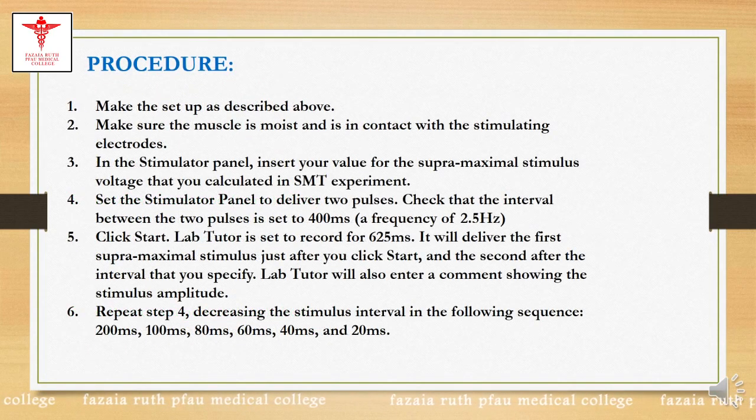Okay, make the setup as described. Make sure the muscle is moist and is in contact with the stimulating electrodes. In the stimulator panel, insert your value for the supramaximal stimulus voltage that you calculated in the SMT experiment. Set the stimulator panel to deliver 2 pulses. Check that the interval between the 2 pulses is set to 400 ms, a frequency of 2.5 Hz.